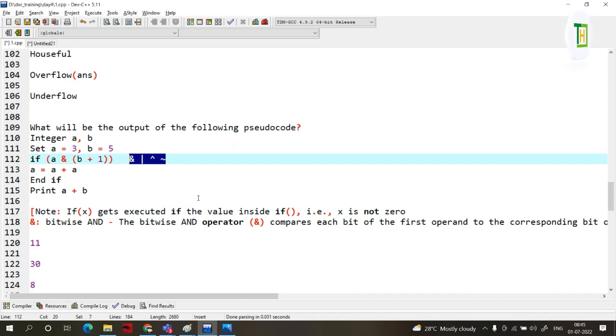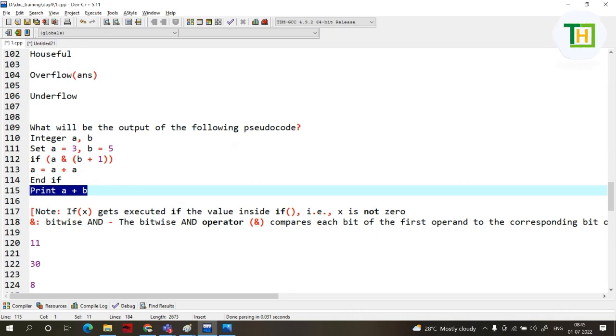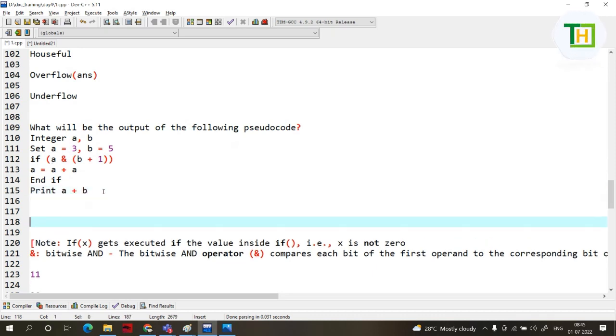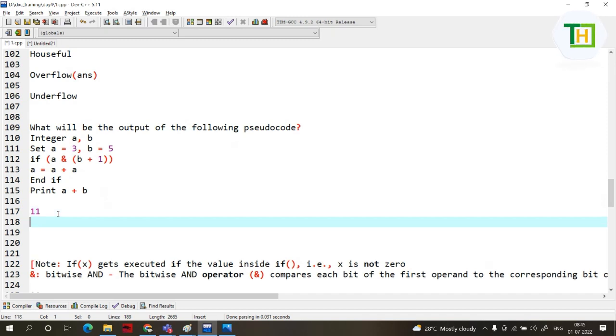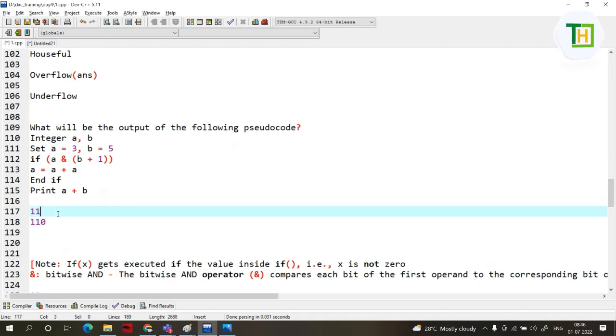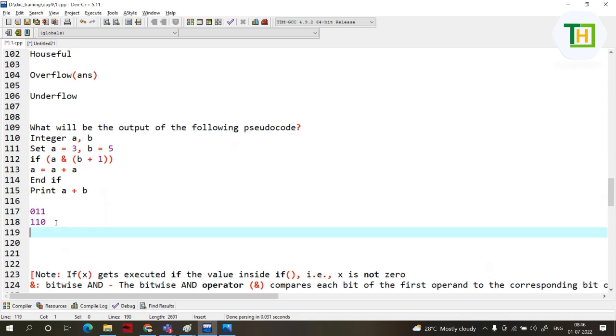Now how is it working? What is the output? What is it printing? A and B plus 1 here. What is the A value? The A value is 3, right? What is the binary value for 3? The binary value for 3 is 1 1. And the next, B plus 1, is going to be 6. The binary value of 6 is 4 2 0, right? 2 power 2 plus 2 power 1. I'm going to normalize this into 3 bits like this.